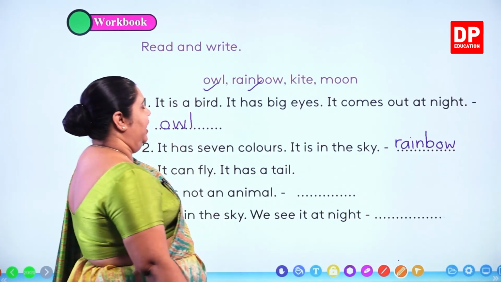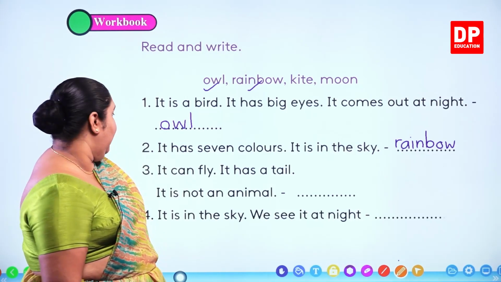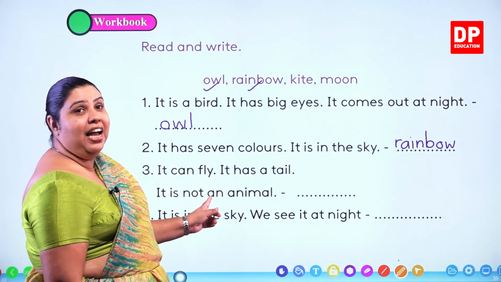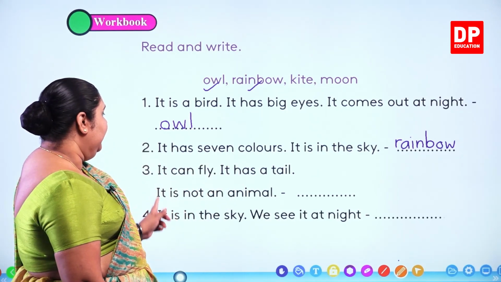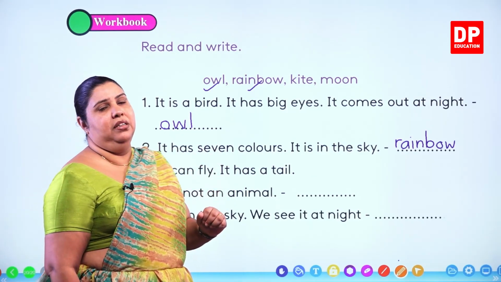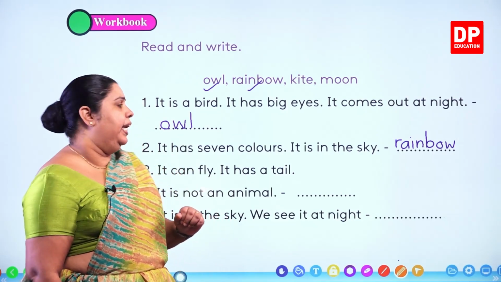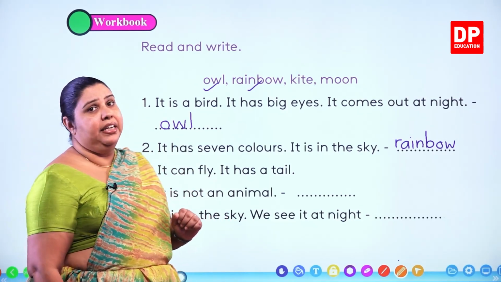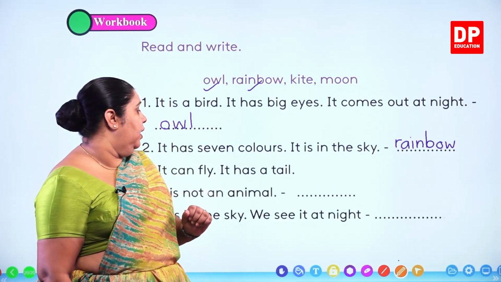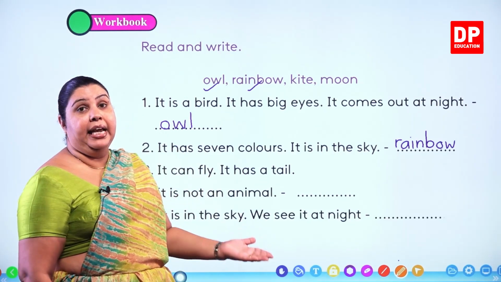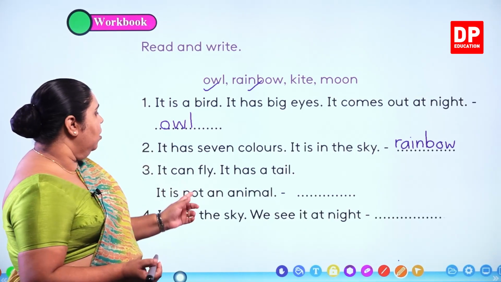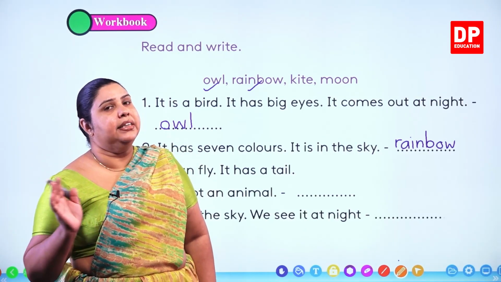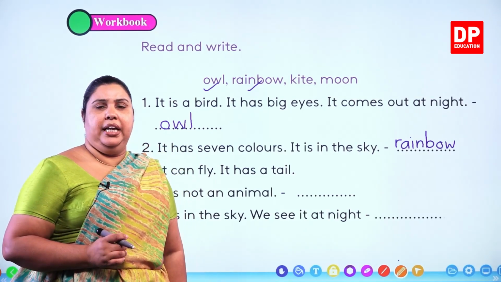All right, rainbow. The third one. It can fly. It has a tail. It is not an animal. Oh, මොකද්ද පුතේ කියන්නේ? It can fly. එයාට පියාඹන්න පුළුවන්. It has a tail. එයාට වලිගෙකුත් තියනවලු. It is not an animal. හැබැයි එයා සතෙක් නෙමෙයිලු. කවුද එහෙනම් මේ?